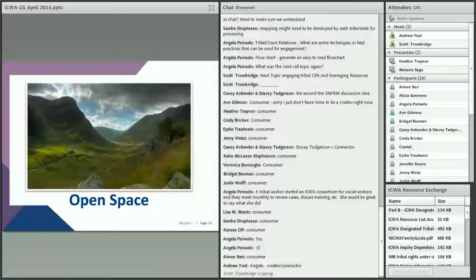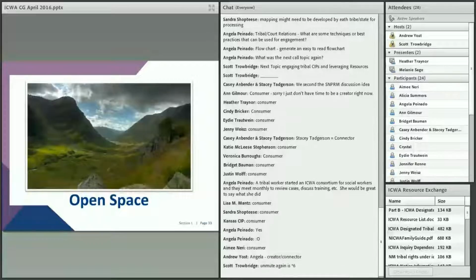So yeah, again, unmute is *6, or you might have a mute button on your phone, or maybe you've done both. So you need to unmute yourself. Otherwise, I will be quiet. You can raise your hand or just type into the chat.